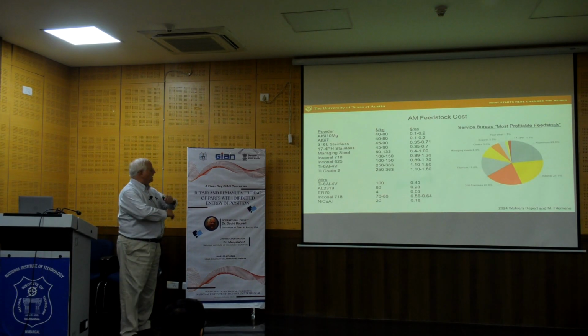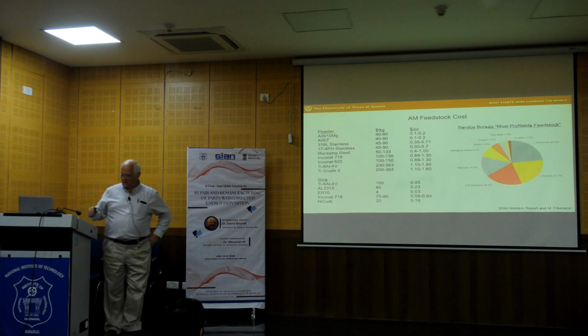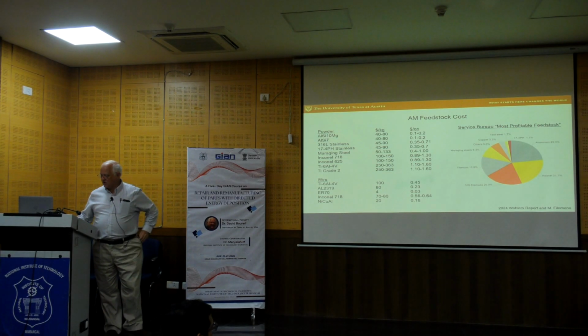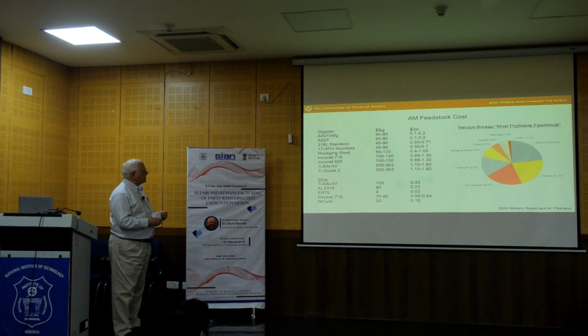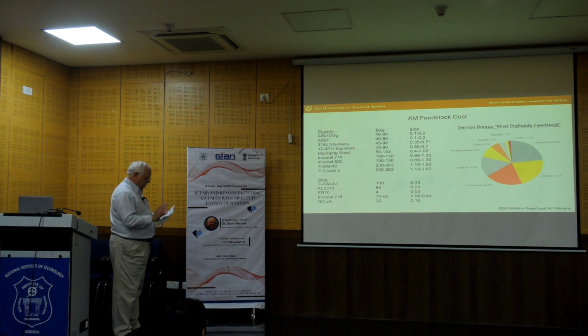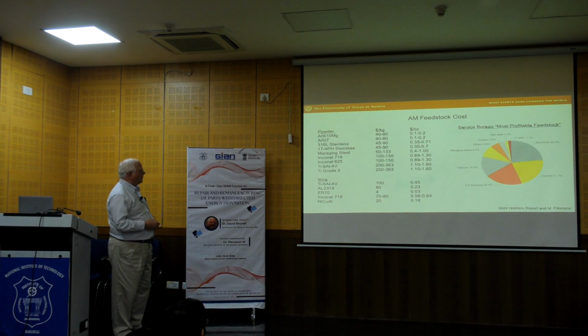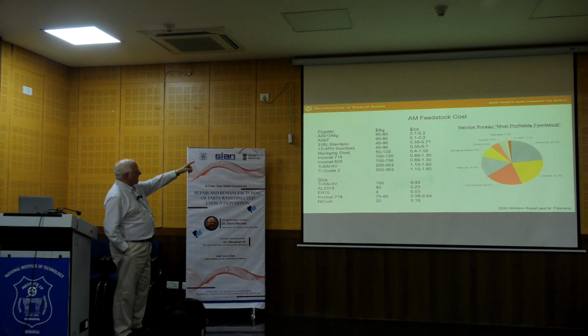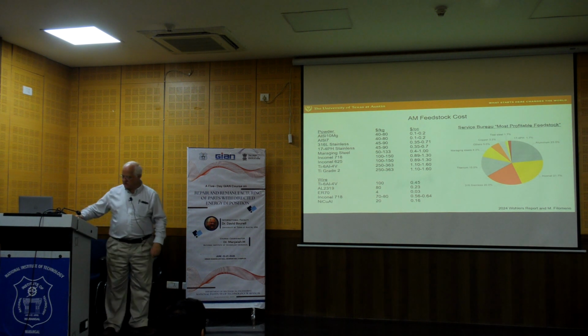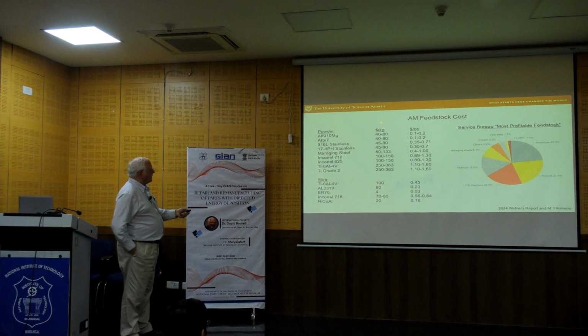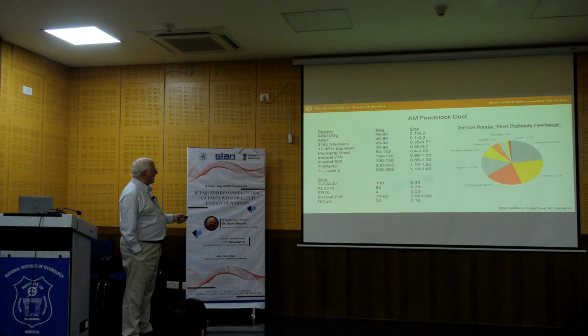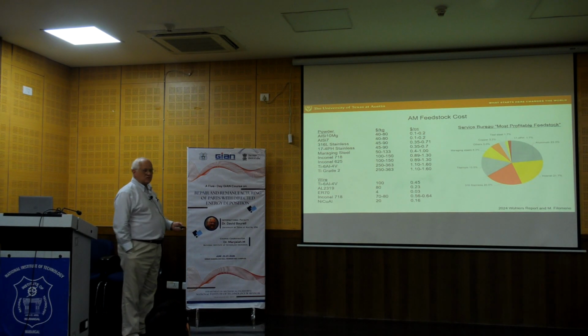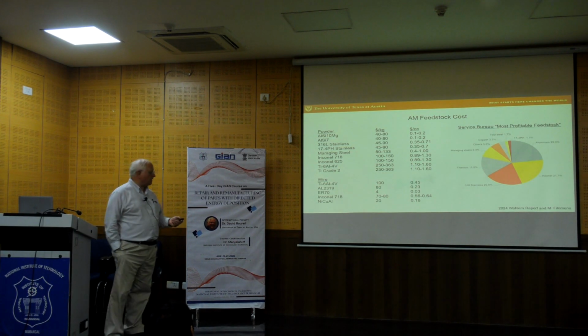Okay, so let's look at these. I mentioned that I was going to tell you what the feedstock costs are. These are the metals, and I accumulated these from various sources. I show the dollars per kilogram in this column. We can see that for a variety of powders, we're talking about $40 per kilogram up to as much as $350 per kilogram for certain materials.